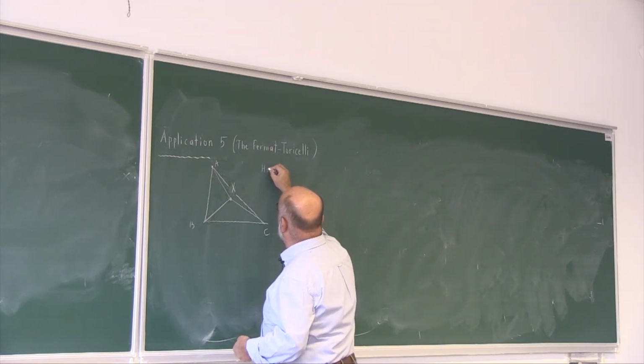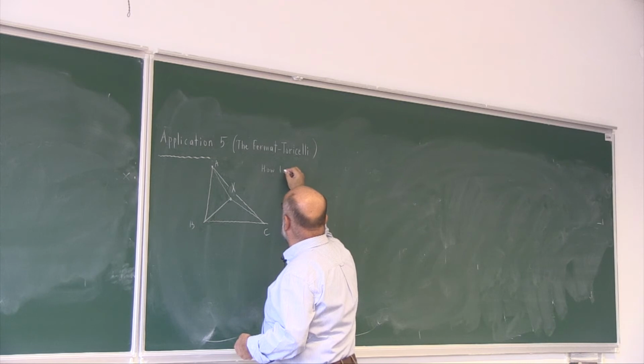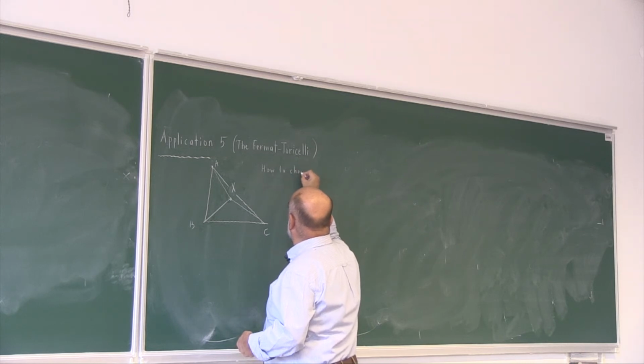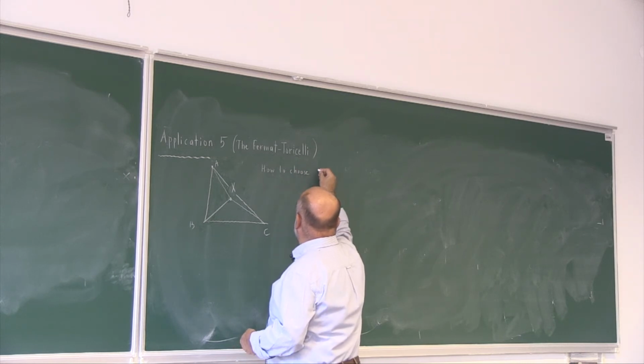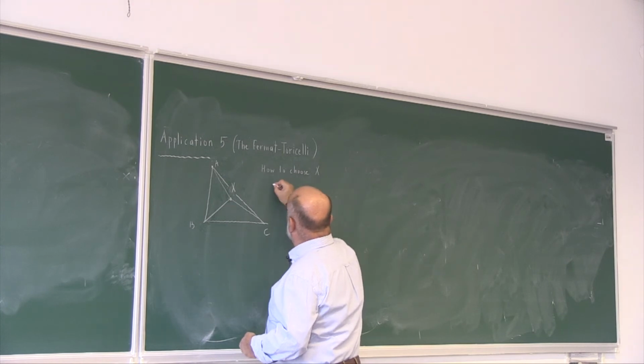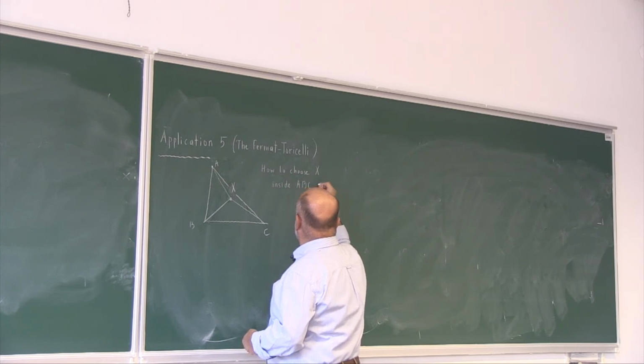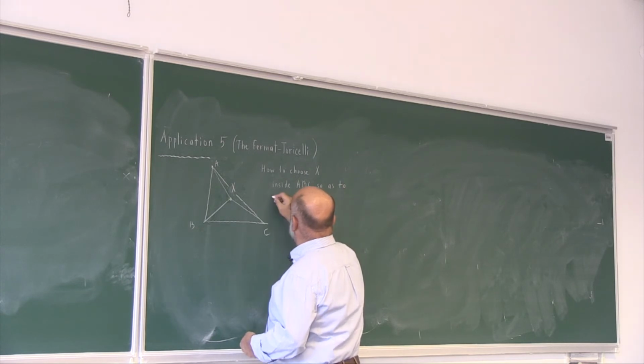So the question is how to choose X inside ABC so as to minimize.